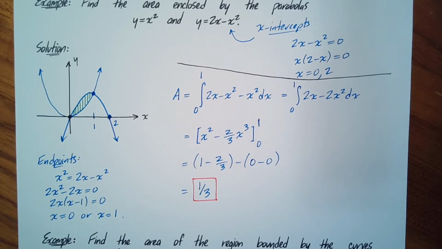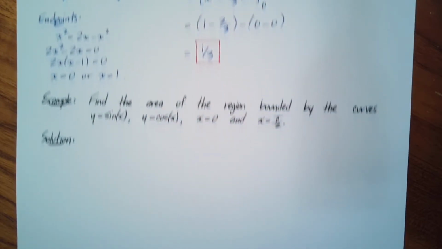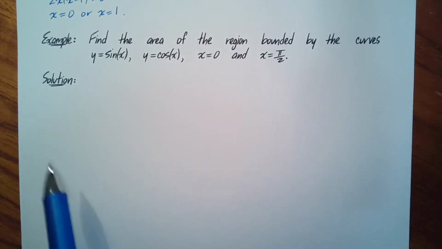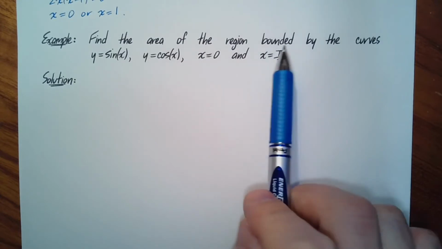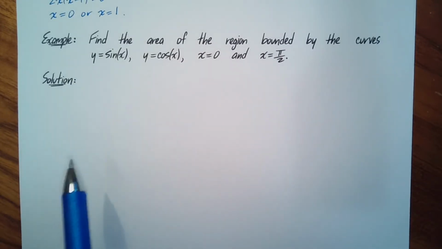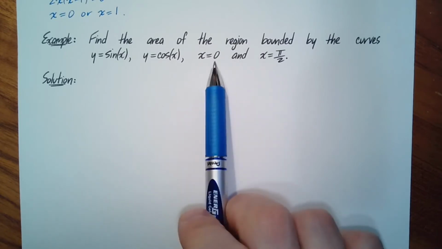Okay, so another example that I want to show you, and this can happen sometimes, and quite often it will. I'll wait until we get into the question before I really emphasize the key feature here. But what are we asked to do? Find the area of the region bounded by the curves y equals sine of x, y equals cos of x, and then our two x bounds are 0 and pi over 2.